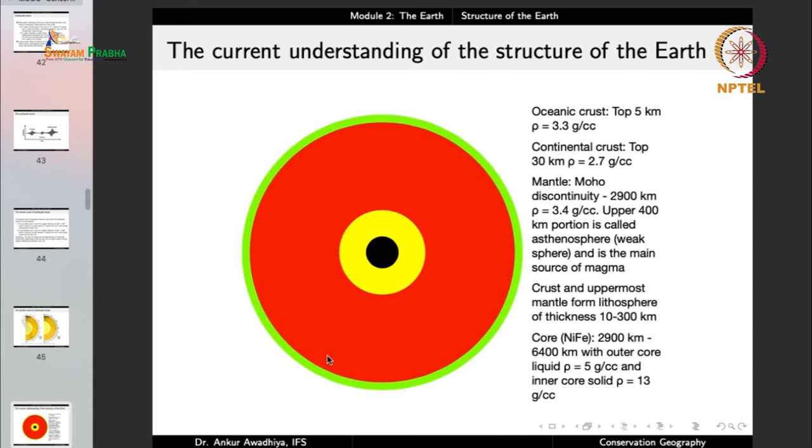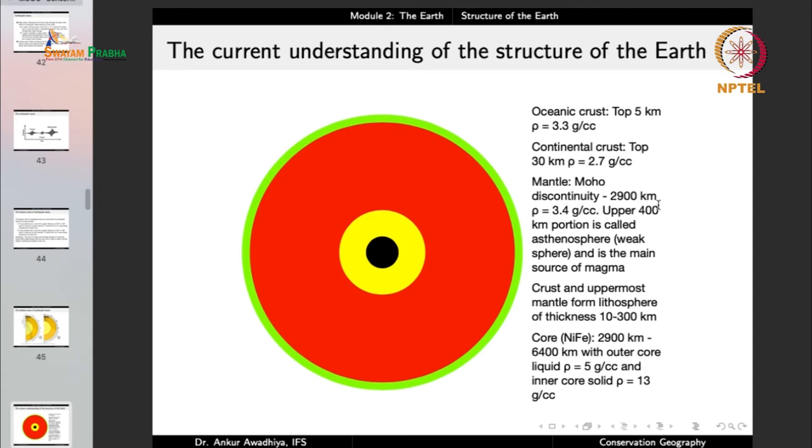And so, through all of this information, we have the current understanding of the structure of the Earth: that the oceanic crust is the top 5 kilometers with a density of 3.3 grams per cubic centimeter. The continental crust is the top 30 kilometers with a lesser density, that is 2.7 grams per cubic centimeter. So both of these form the crust.